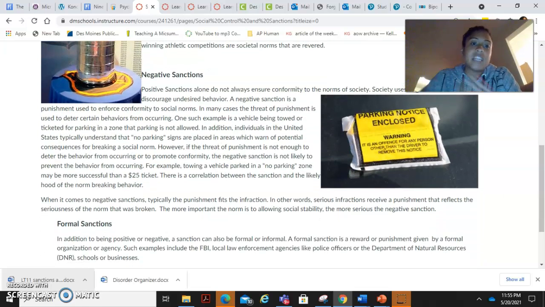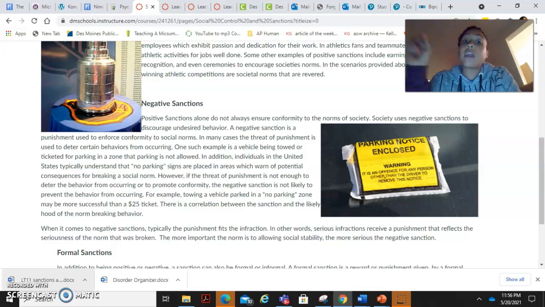All right, anyway, negative sanctions. Positive sanctions alone do not always ensure conformity to the norms of society. Rewards, people get like, okay, we get it. It's the bad things that teach us the lessons. Some say that. Anyway, society uses negative sanctions to discourage undesired behavior. A negative sanction is a punishment used to enforce conformity to social norms. In many cases, the threat of punishment is used to deter certain behaviors from occurring.